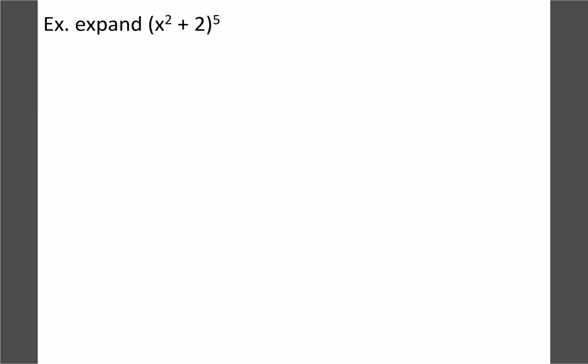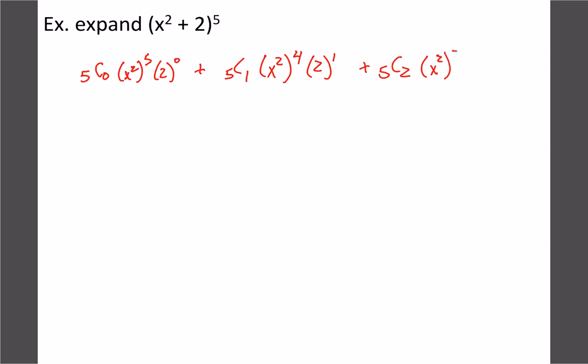Okay, let's do one more. So in this case, we don't have a negative, but we have an x squared, and we got a regular number. So still do it the same way. So we got a 5 again. So we want 5c0 as our first number. And then now we're going to take x squared as our first term to the 5, and then we're going to have 2 to the 0. And then our next one would be 5c1, x squared to the 4th, and 2 to the 1. Then we'd have 5c2, x squared to the 3, 2 to the 2, and we'll stop there. We can continue the pattern on from there.